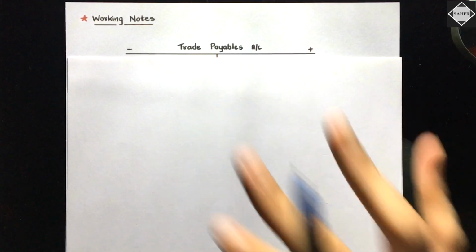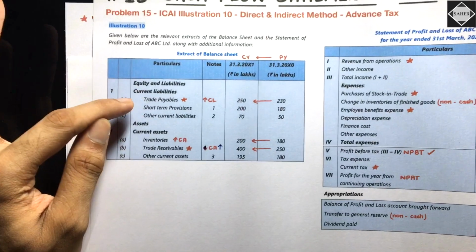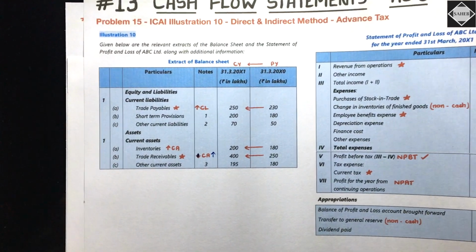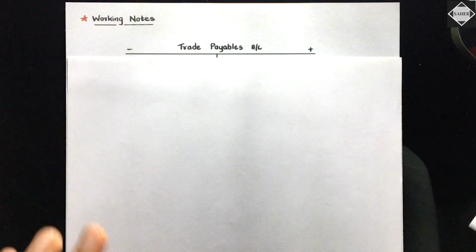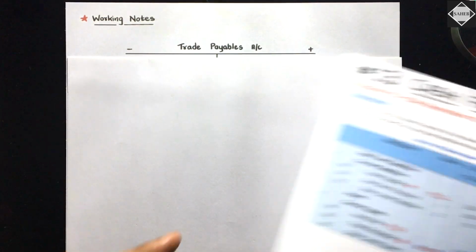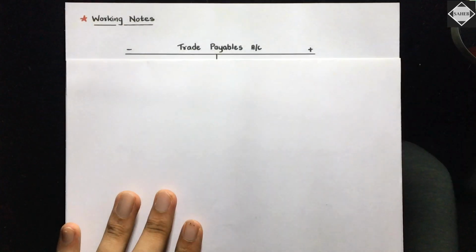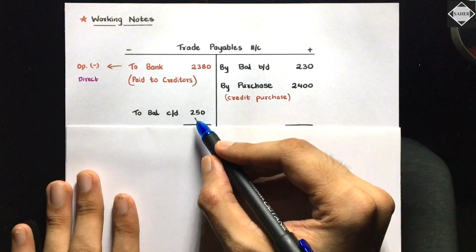Okay, but let's see the working notes now. Now see, here we have the working notes. It's really simple. First we'll start with the trade payables account. Why is that so? See here, first we have trade payables now, so I started with that. Why are we doing this? For direct method, because we need to know how much cash has been paid to trade payables, right? So what do we take over here? It's a liability account. Opening balance on the credit side, closing balance on the debit side. Opening balance 230, closing balance 250. See here, by balance b/d 230 and then to balance c/d 250.